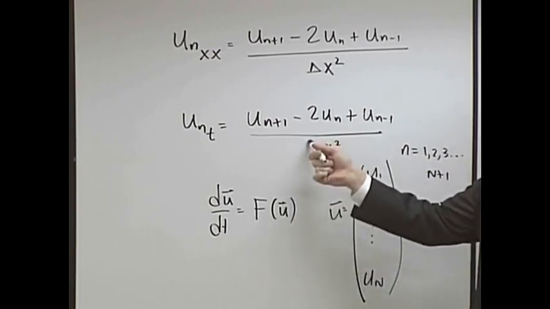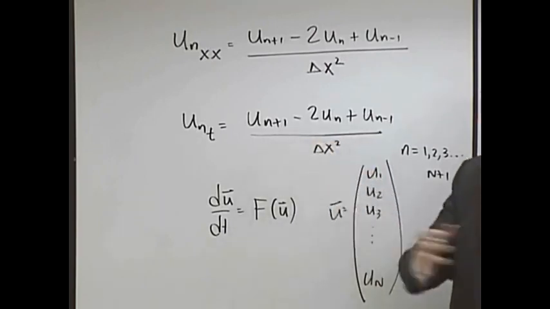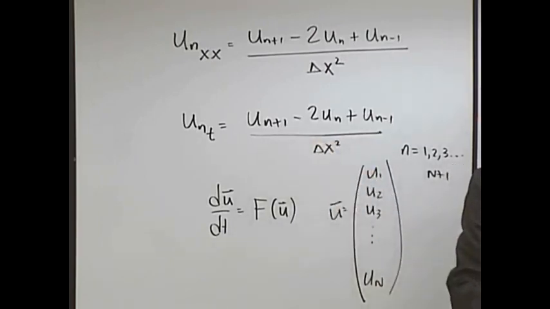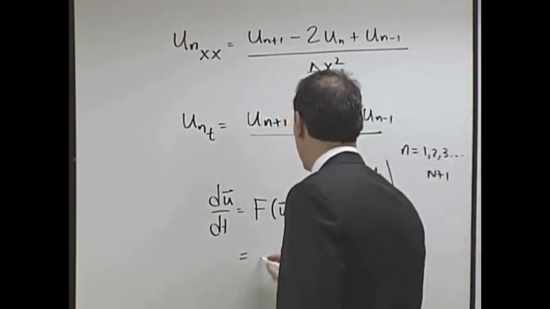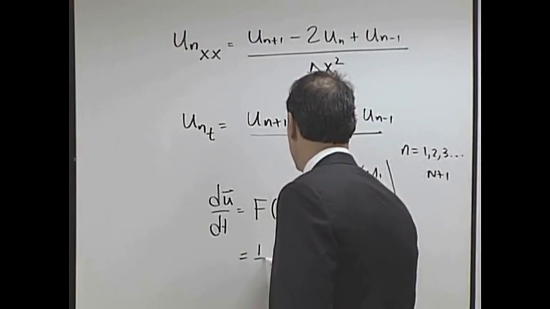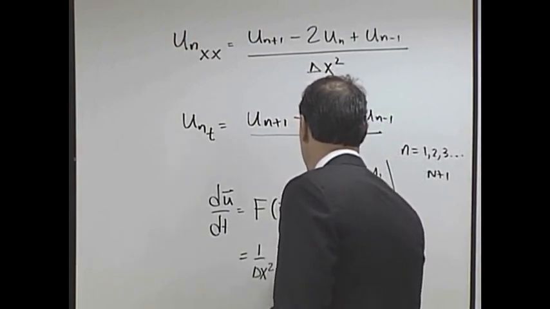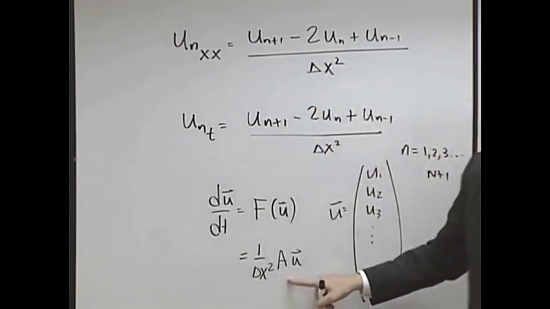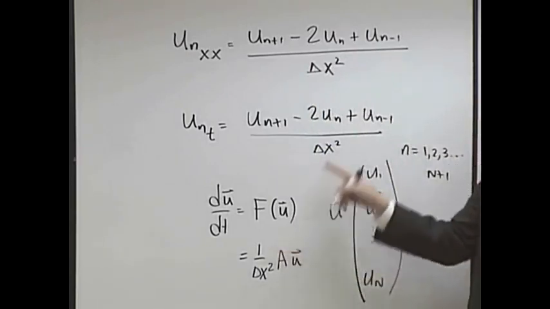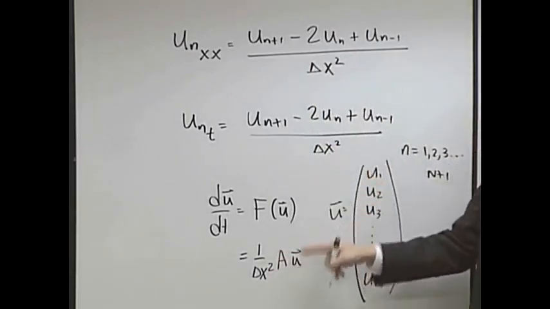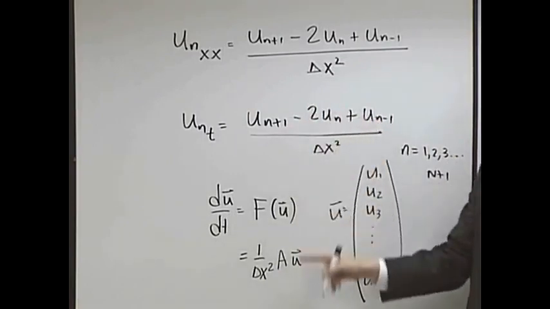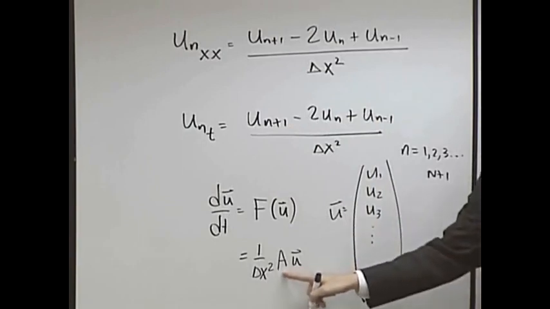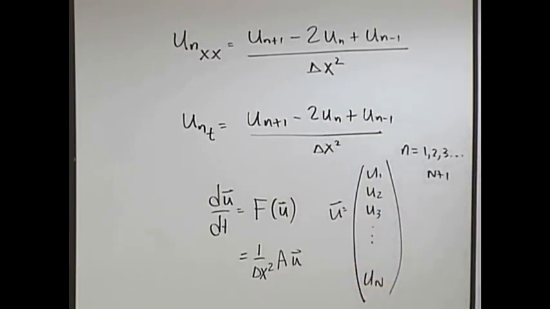f(u) is carrying this information. Okay? And what's this information? This is my second derivative. This tells me how neighbors depend upon each other. And so my claim is that for this problem, this is nothing more than 1 over delta x squared, that thing, times A u, where A is a matrix that conveys this information. This relationship between neighbors times u. So let's figure out what A is. What is the matrix A?